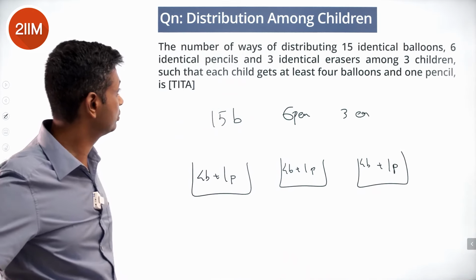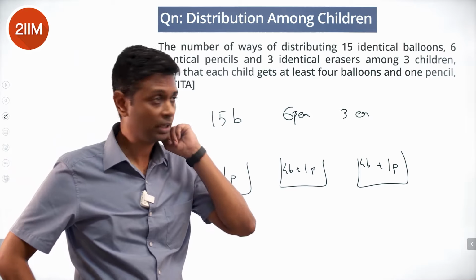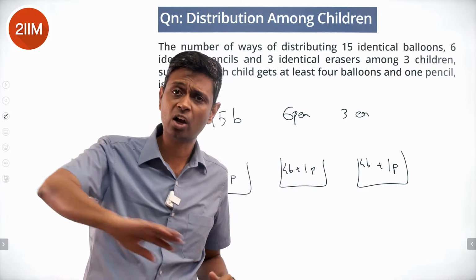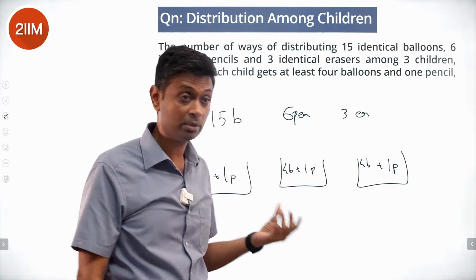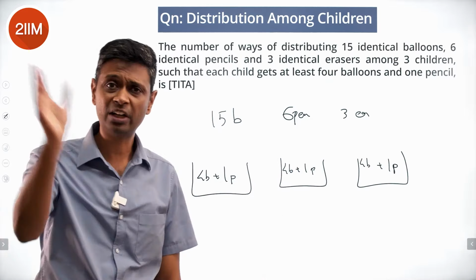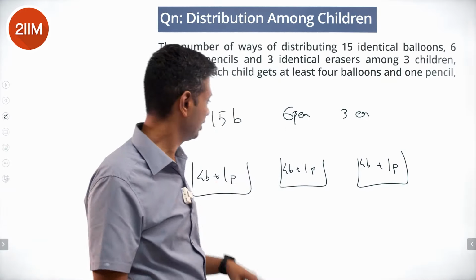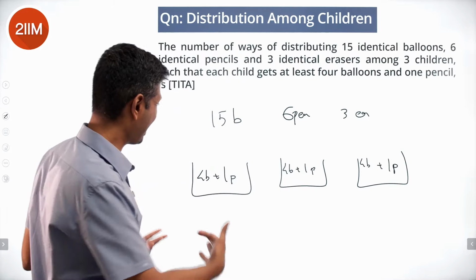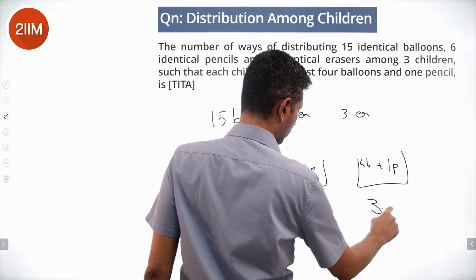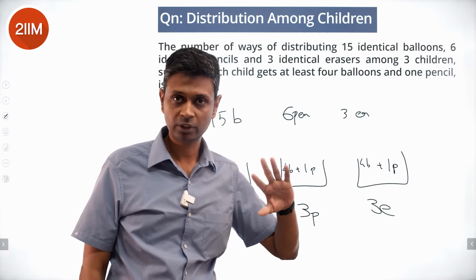And then what are the ways to get at least 4 balloons and 1 pencil? How do we distribute the rest? So let's think about this. 4 balloons, 1 pencil for each child have been accounted for. The balloons are indistinguishable, so too are the pencils, so too are the erasers. So 4 plus 4 plus 4, 12 balloons out of the way. 1 plus 1 plus 1, 3 pencils out of the way. That means after doing this, we have 3 balloons, 3 pencils, 3 erasers. Practically we only have this to give away, not anything else.